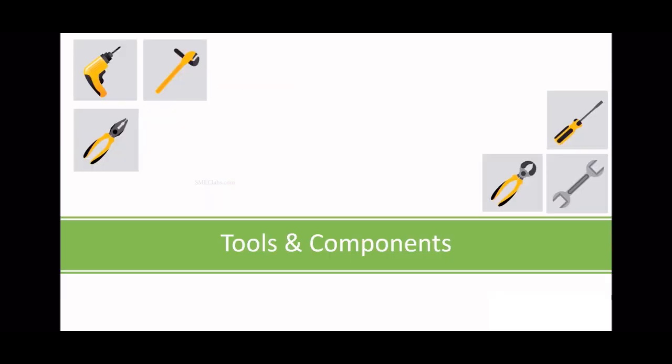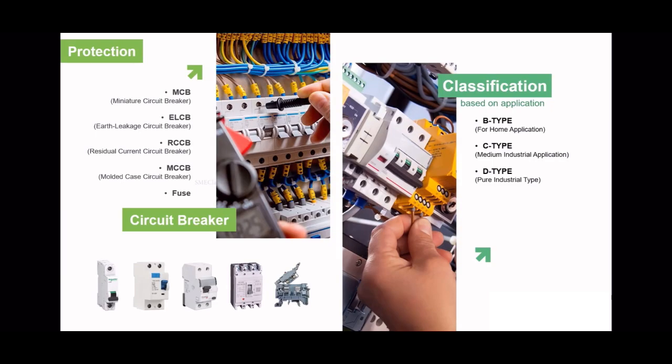Then we can look into the components and tools used in the panel wiring section. First of all, we can look into the protection section. There are so many protection scenarios. You know about fuses and circuit breakers. In the case of fuses, if the fuse is broken, you can rewire it, and then only it will work again.